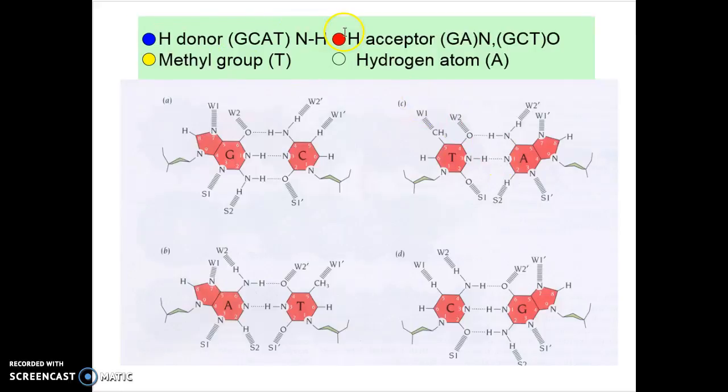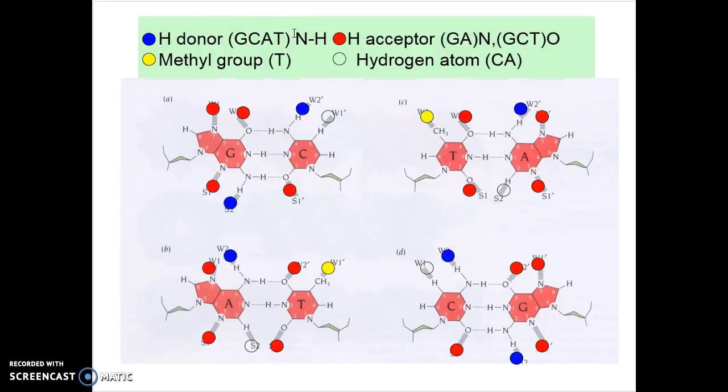These different interactions are denoted with different colors as noted here. By using this color code, you can see this kind of pattern. W indicates wider, meaning the major groove side, and S indicates small, which corresponds to the minor groove.